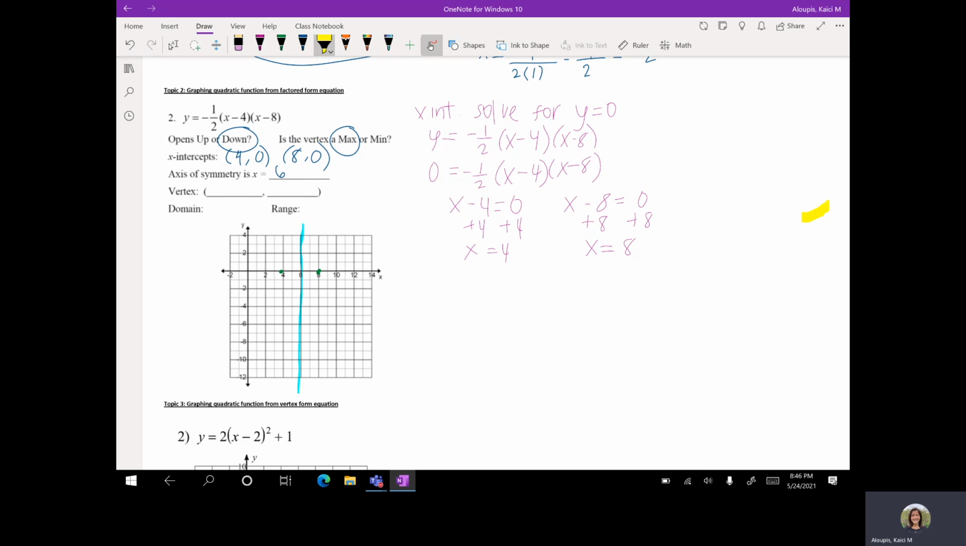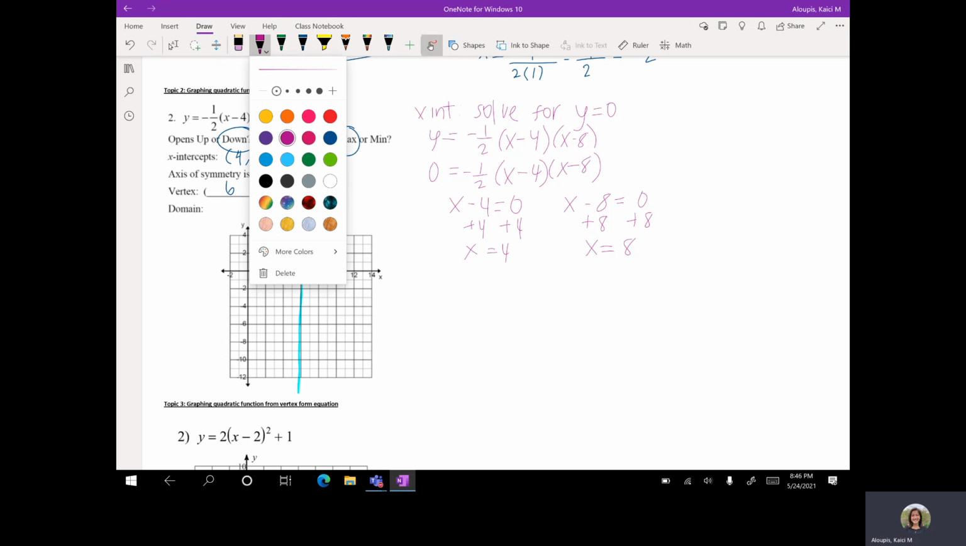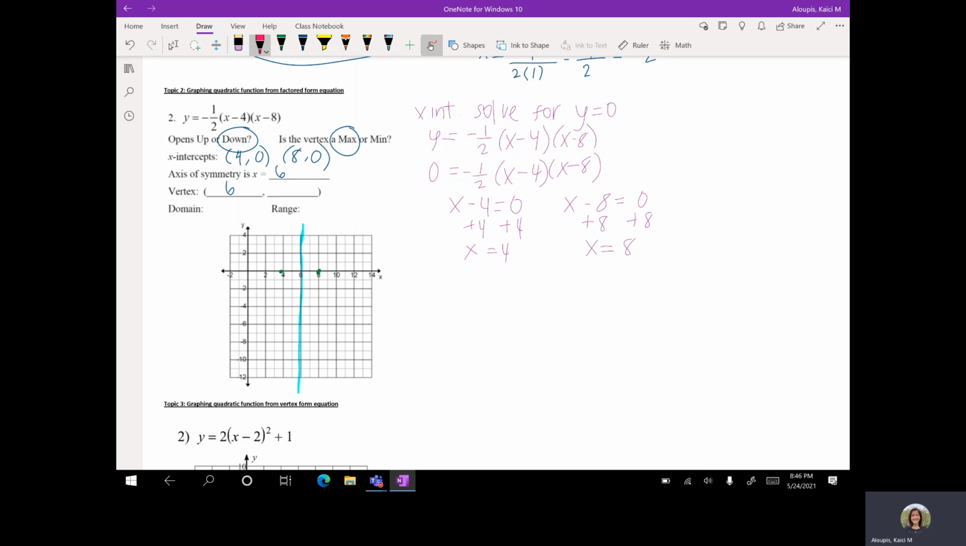And remember, we use the axis of symmetry to evaluate for the vertex. So I'm going to plug in 6 for the value of our vertex x coordinate, and now we just need to find the y value. So let's change our color, maybe pink. So for the vertex, I said it before, we're going to evaluate the axis of symmetry.